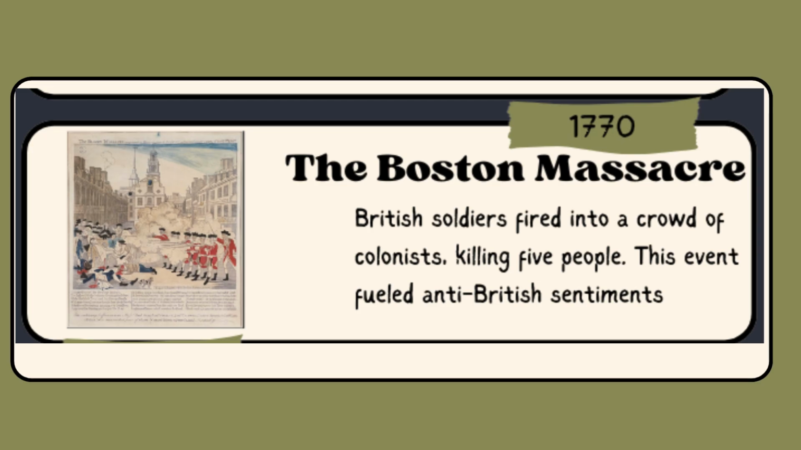The Boston Massacre, 1770. British soldiers fired into a crowd of colonists, killing 5 people. This event fueled anti-British sentiments.